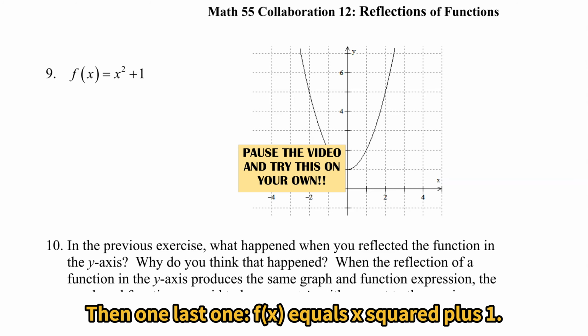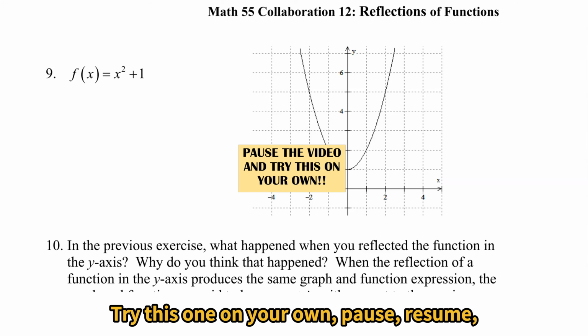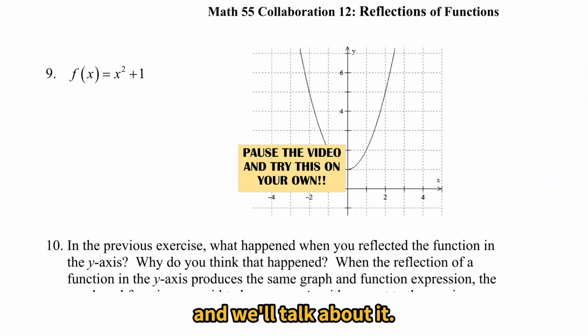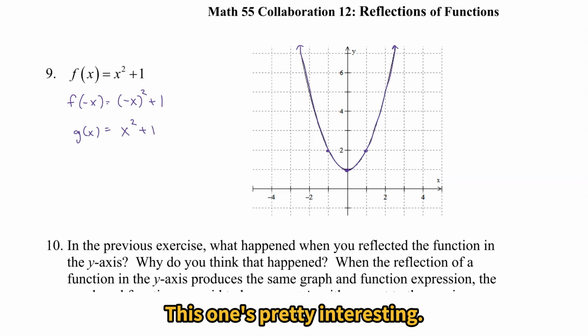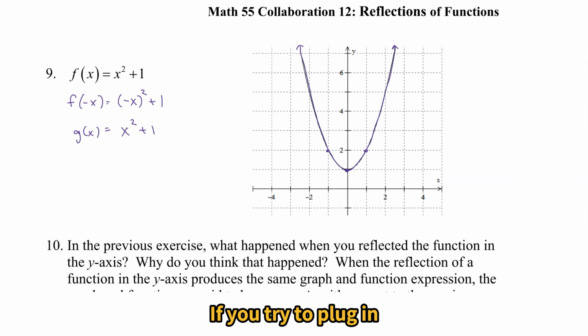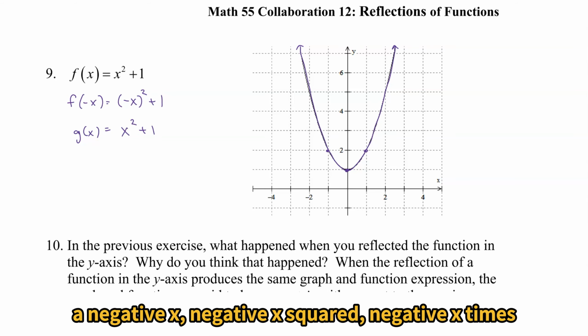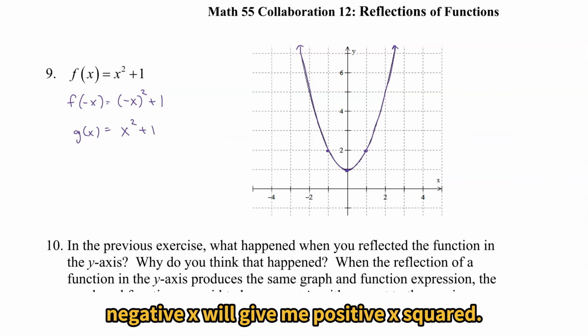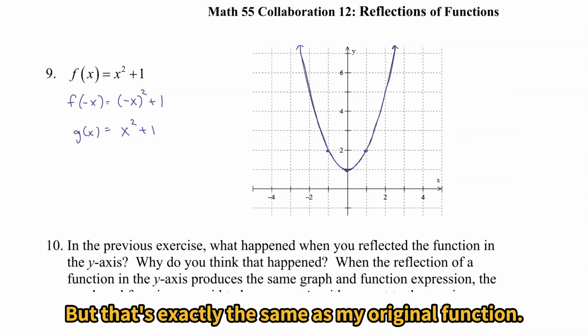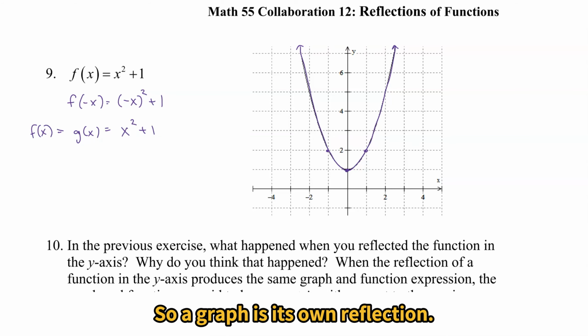And then one last one, f of x equals x squared plus 1. Try this one on your own. Pause, resume, and we'll talk about it. This one's pretty interesting. If you try to plug in a negative x squared, negative x times negative x will give me positive x squared. But that's exactly the same as my original function. So the graph is its own reflection.